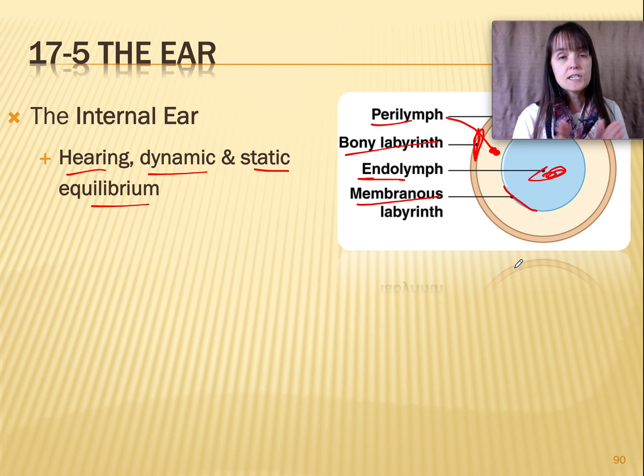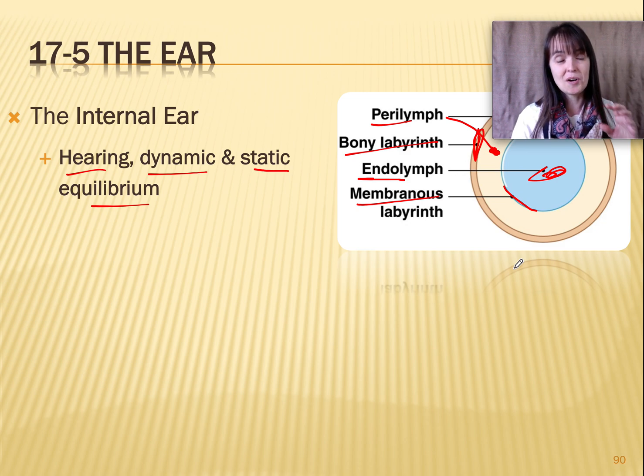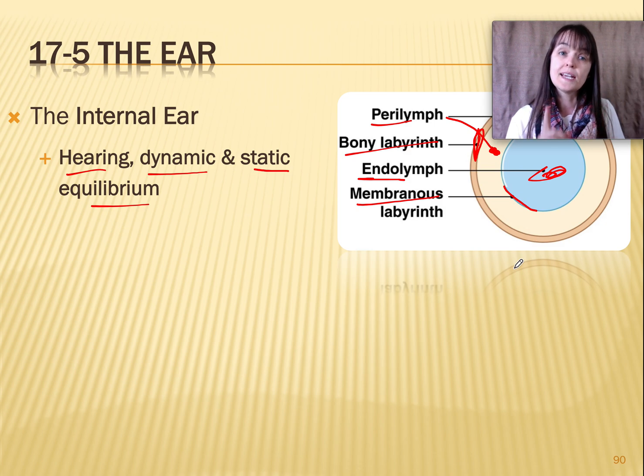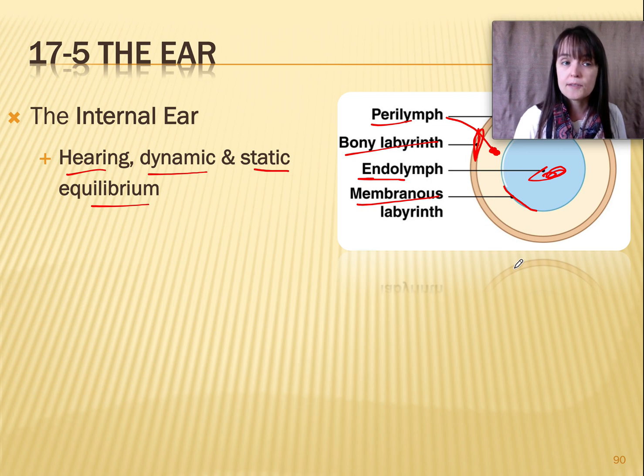So the internal ear is just exactly like that, except the complete opposite, because the hard shell is on the outside, the bony labyrinth, and your goal is to not break it. The bony labyrinth contains one fluid called perilymph. And the inner tube is the membranous connective tissue tube, and inside it is a second fluid called endolymph.